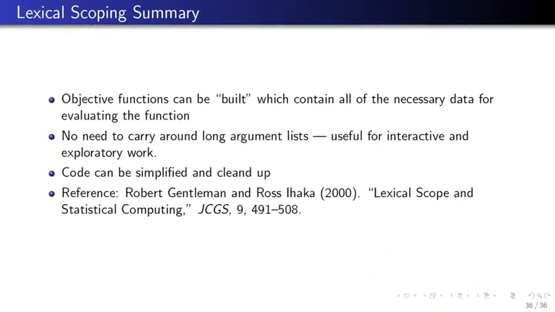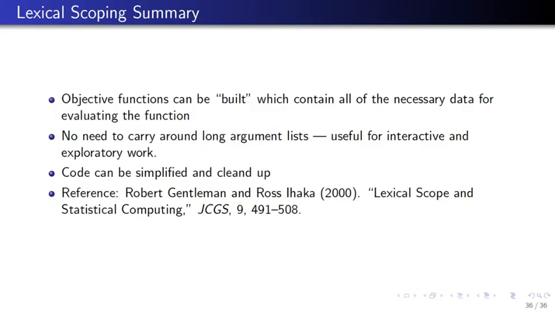So the nice thing about lexical scoping in R is that if you're doing minimization or optimization of some sort, you can build these objective functions which contain all the necessary data and all the other bells and whistles that are required to evaluate that function into the enclosing environment of the function, so that when you call the objective function, you don't need to specify the data and all those other things every single time. They're built into the environment, and they will be automatically looked up in the right place. So you don't have to carry around these long argument lists in order to evaluate the function every single time.